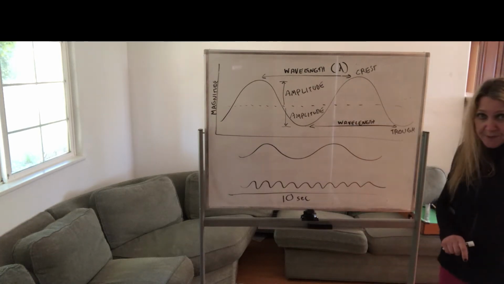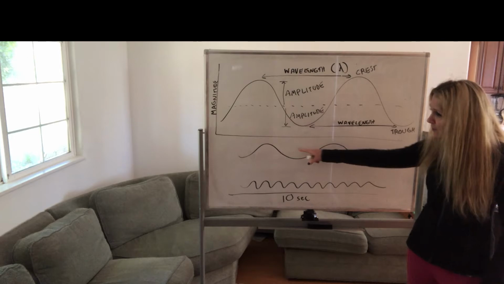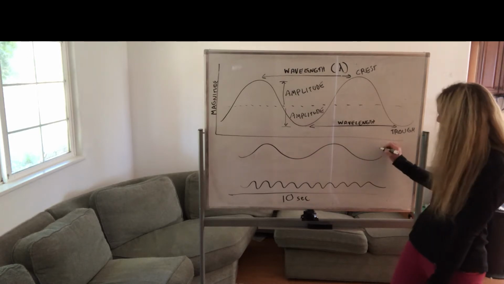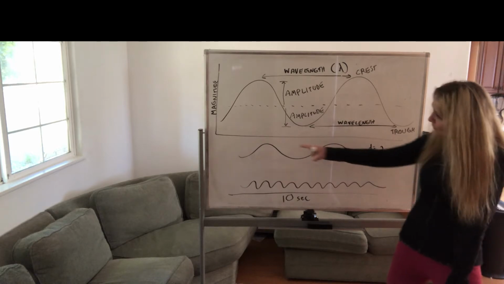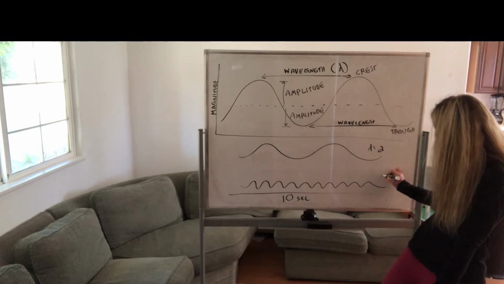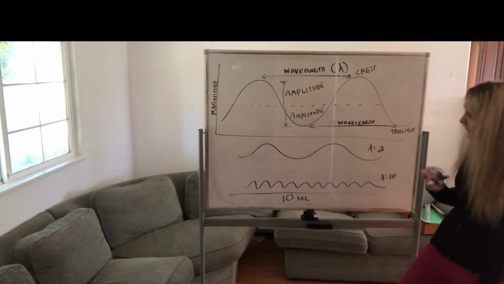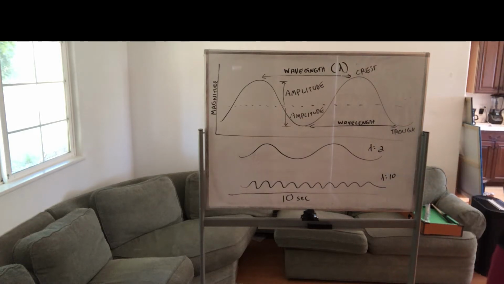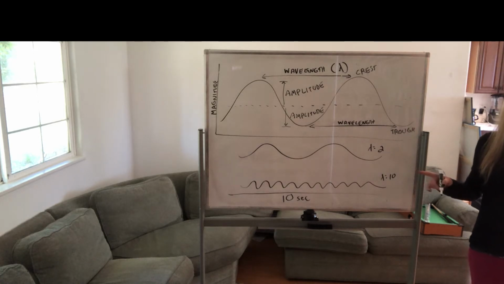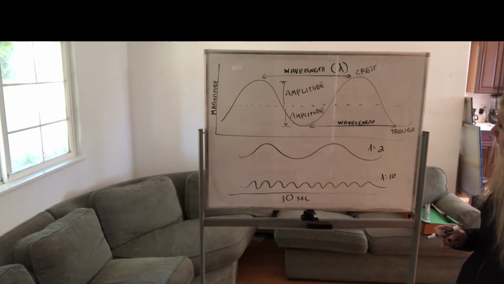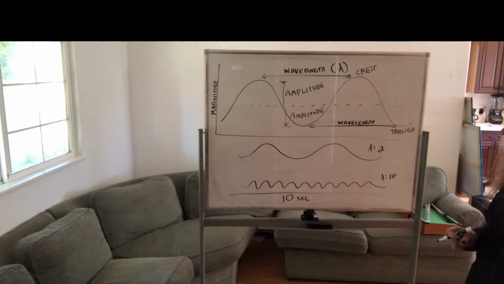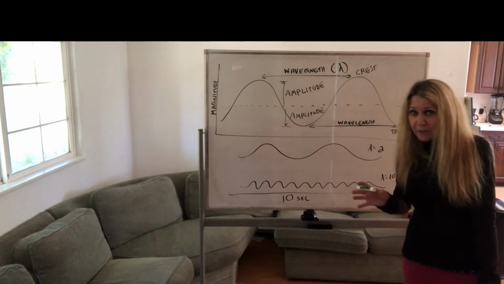Here's 10 seconds. This wave has a wavelength of 2, so lambda equals 2. This one has 10, we're going to say. So the wavelength's different. And then we're going to look at the frequency. And remember, the frequency is the number of waves per second.